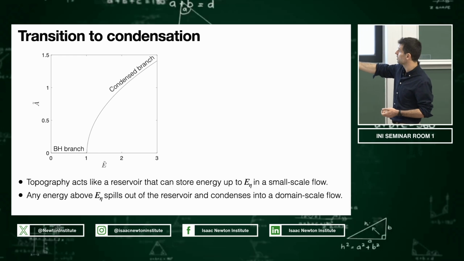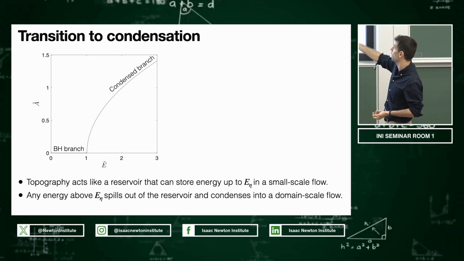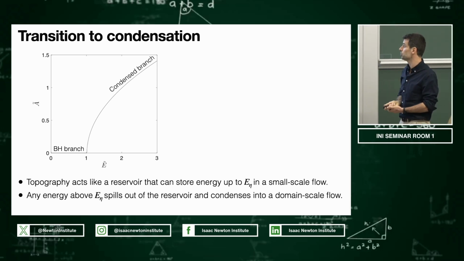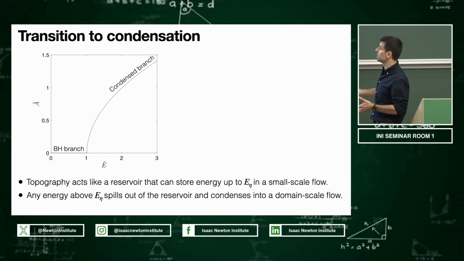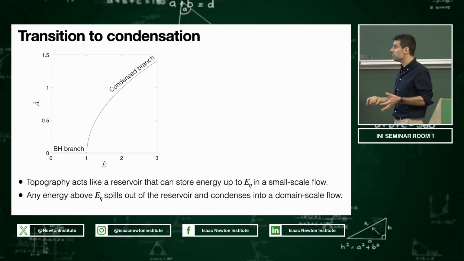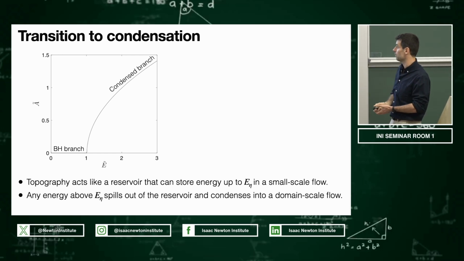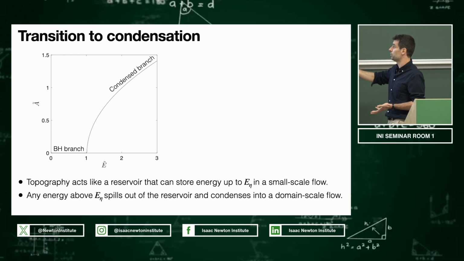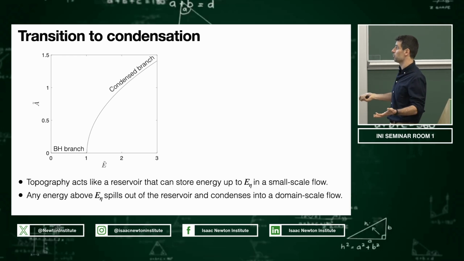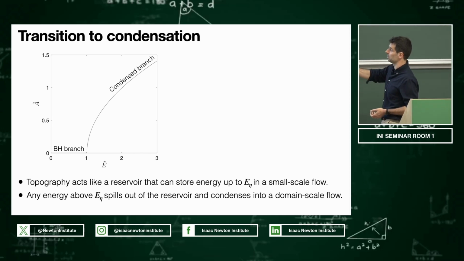Okay? So this is what we've got. Here is the amplitude of the condensate as a function of E tilde. We've computed this branch here with a condensate, the amplitude of which is simply the square root of E tilde minus 1. And below 1, there is no condensed branch, and so the system should be on the BH branch of solutions. Okay? So my interpretation of this is that to some extent, the topography acts like a reservoir of energy. So you can host a small-scale flow of energy up to E eta, which corresponds to E tilde equals 1. Okay? When there's excess energy as compared to E eta, this excess energy is going to spill out of the reservoir and follow the standard condensation behavior, and so it will end up in a large-scale condensate. That's what you get here.